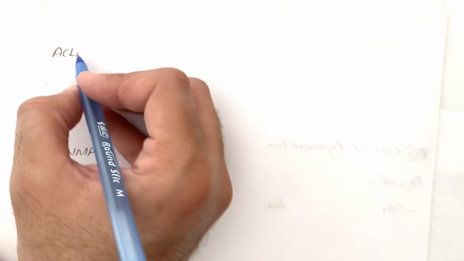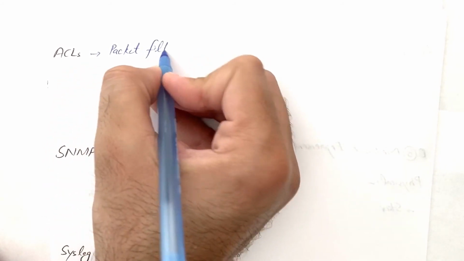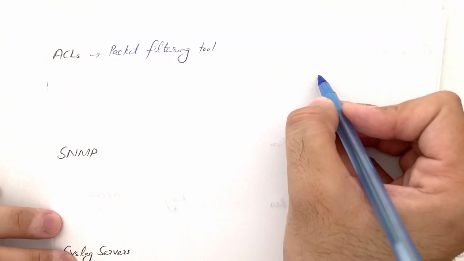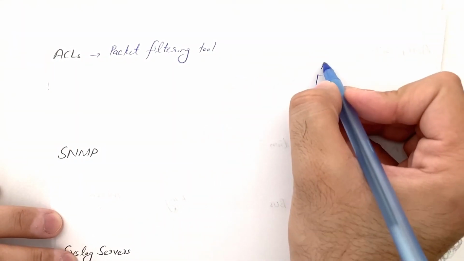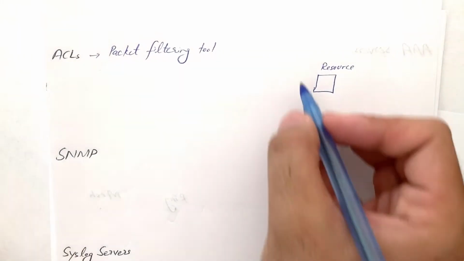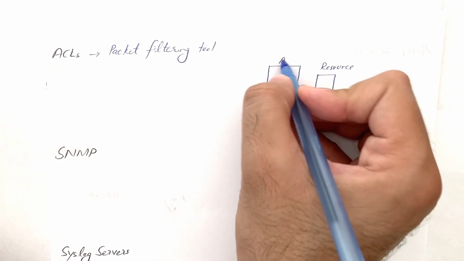For network security, we use another filtering tool which is called access control list. So access control list is basically a packet filtering tool which controls the access of a device. For example, let's say this is our resource. We need to ensure the security of this particular device, so we are protecting it by using a list on a server, which is called access control list.